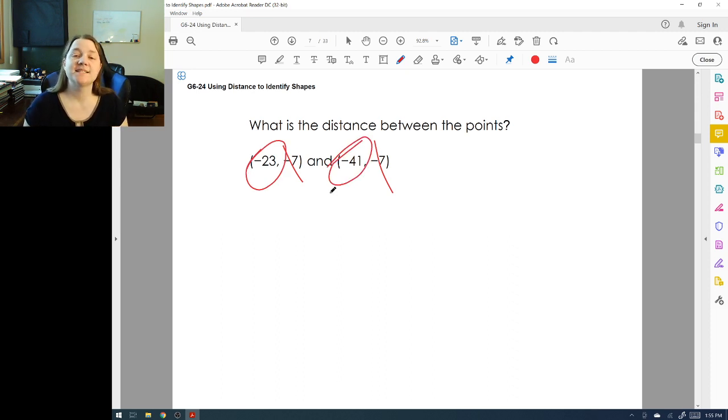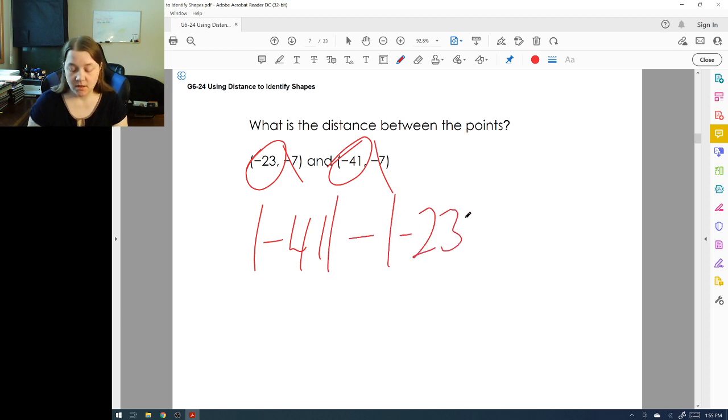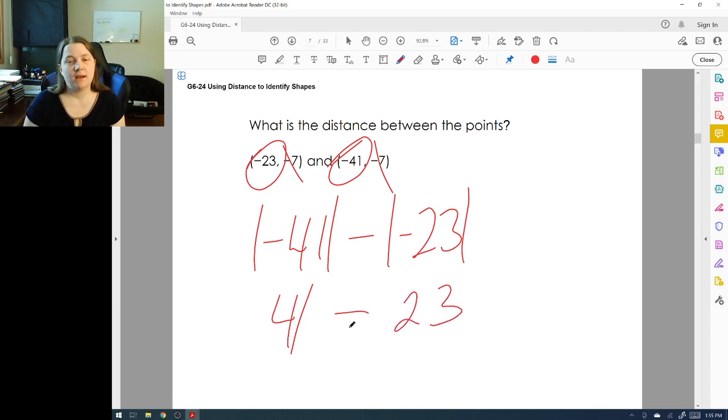These are both on the same side of 0. They're both negative. So I want to take the absolute value of each number, the absolute value of negative 41, minus the absolute value of negative 23. The absolute value of negative 41 is 41. The absolute value of negative 23 is 23. And I would subtract that to find the distance between.